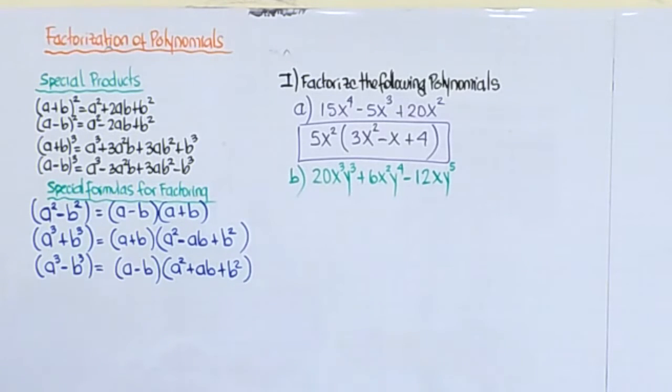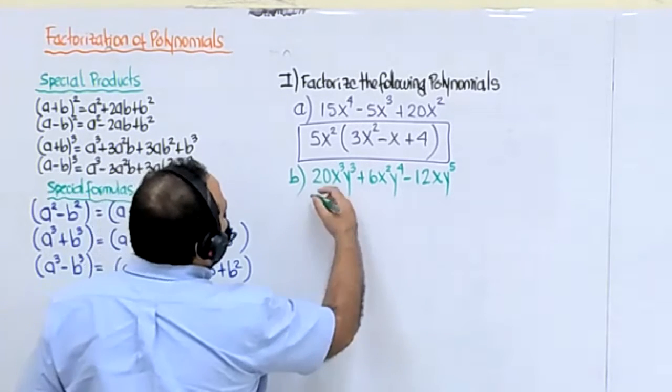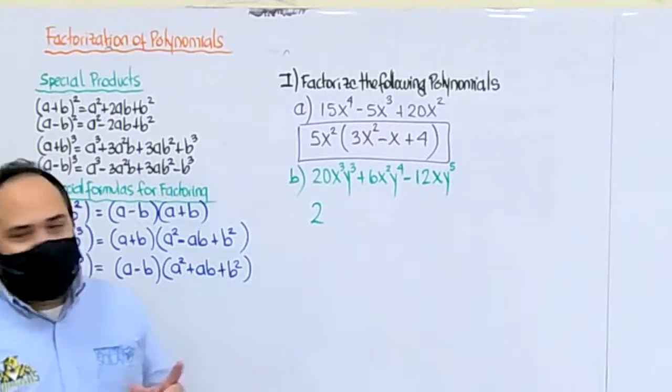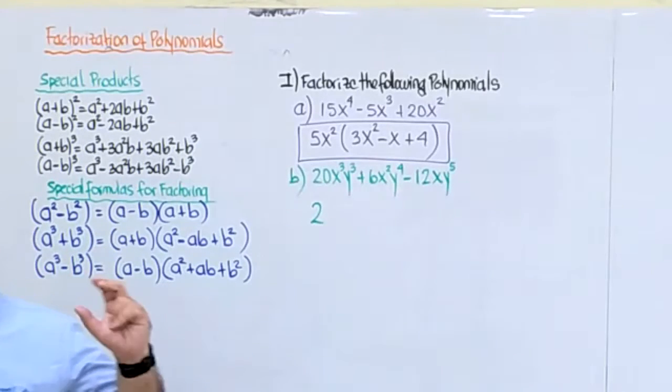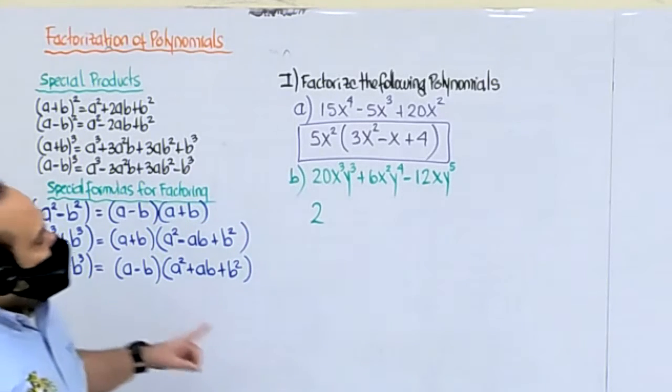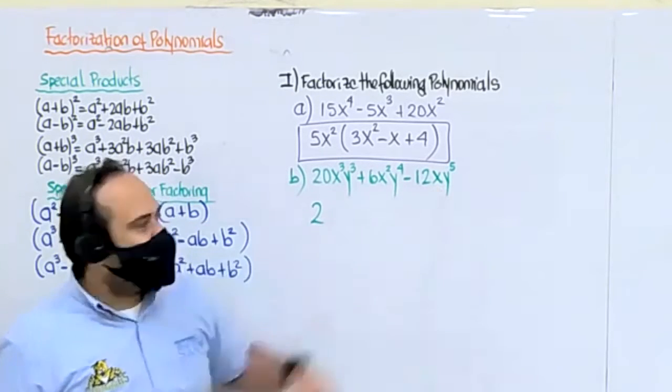Could you tell me what will be the greatest common factor of the numbers 20, 6 and negative 12? Two. That will be the number 2, right? Because all of them can be divided by the number 2. Perfect. Bueno, eso quiere decir que aprendieron bien el año pasado. Los felicito. We have the number 2, all right? And how about the letters? We are going to take the letters that have the lowest power. For example, the letter X, the lowest power will be X, the last one, right?